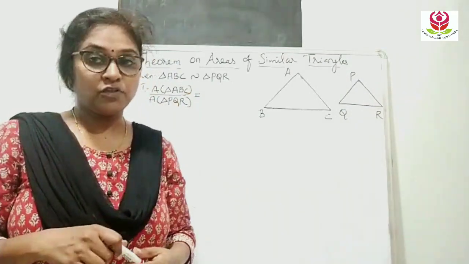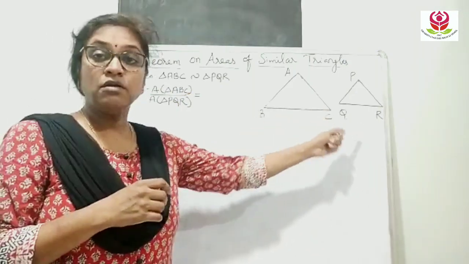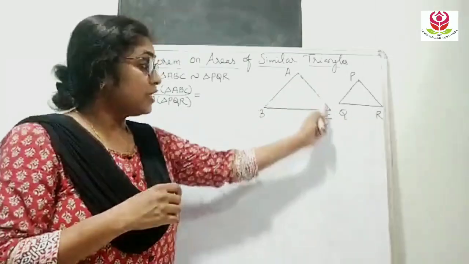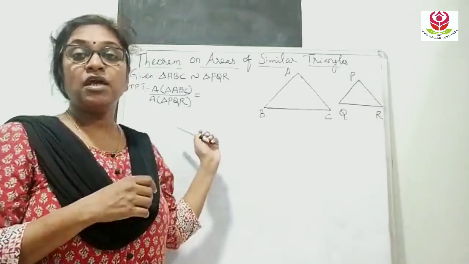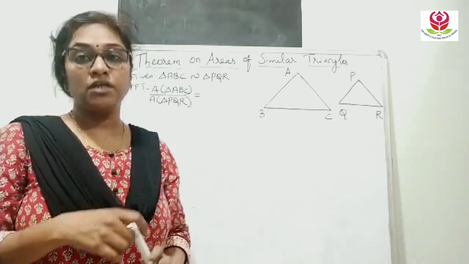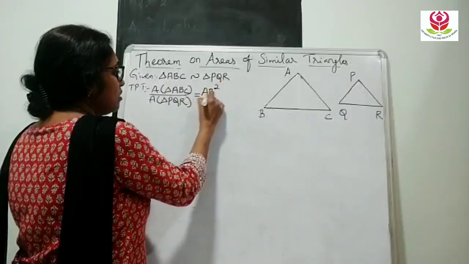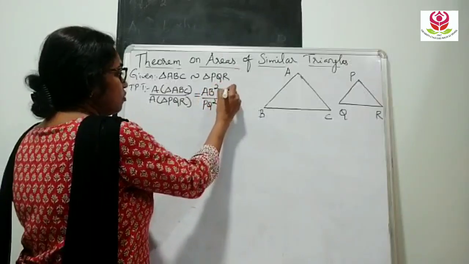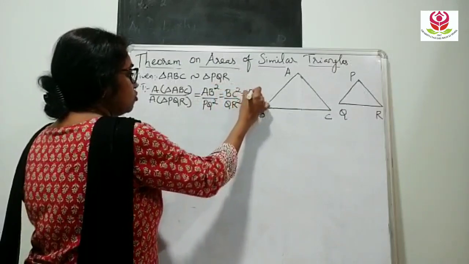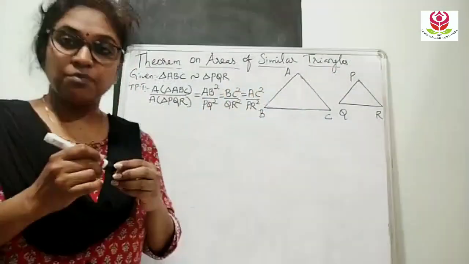In the earlier part of this chapter we have already learnt about the corresponding sides. As per this figure, the corresponding sides are AB upon PQ, BC upon QR and AC upon PR. Since we have to show that the ratio of their areas is equal to the ratio of the squares of the corresponding sides, we need to prove that it is equal to AB square upon PQ square, equal to BC square upon QR square, equal to AC square upon PR square. So this is what we are supposed to prove.